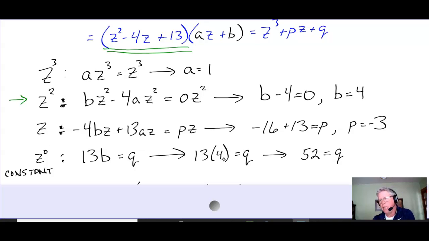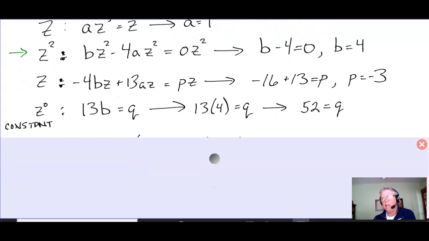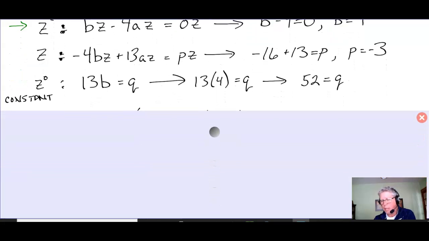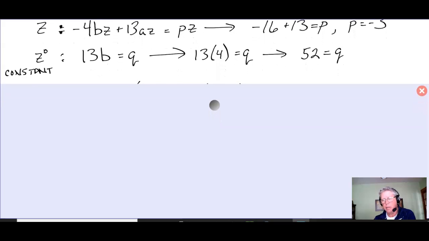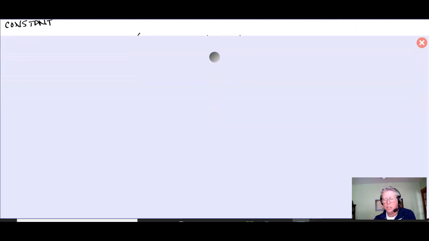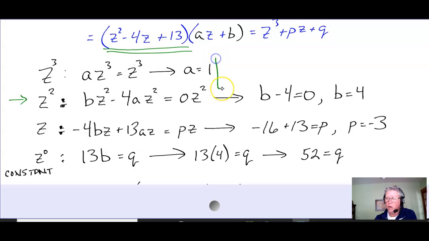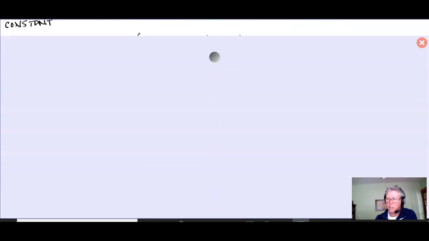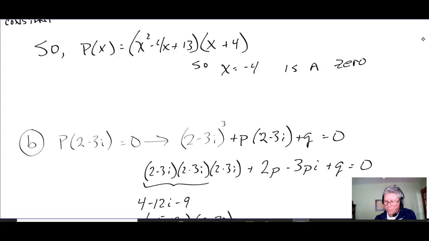Part B says, hey, can you find this another way? And I think it's odd, but you got to know that it works. They're saying plug that 2 plus 3i or 2 minus 3i into the function and solve for p and q. So I've done it real quick. Oh, you little sucker. Let's just do that.